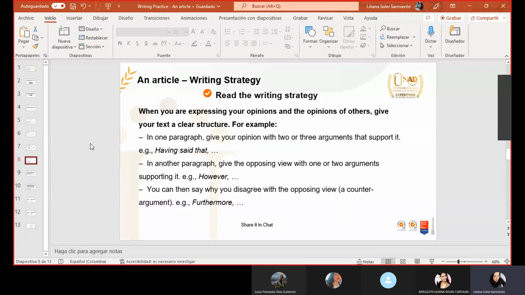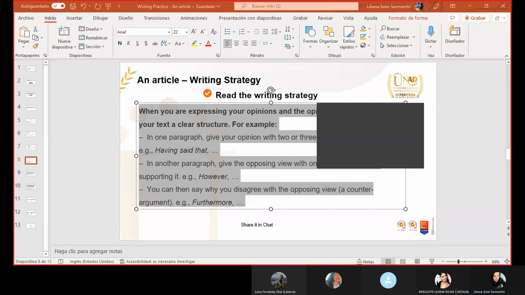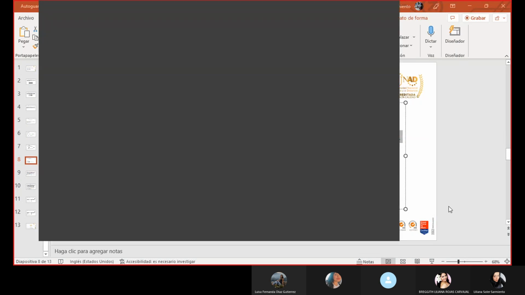Let's continue. Here we have a little writing strategy that we can use when we are writing an article. I'm going to share this information through the chat, so you can check the information to do the next exercise.